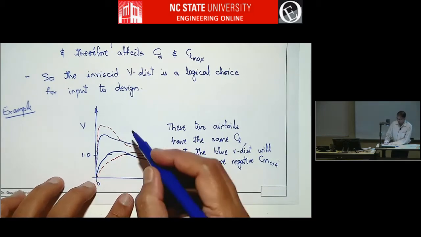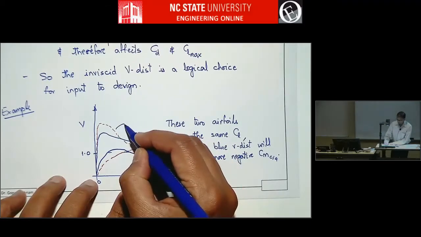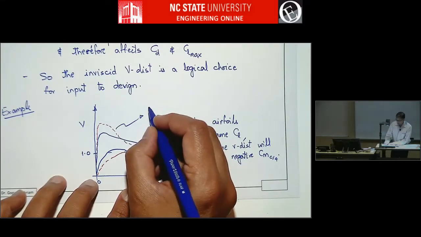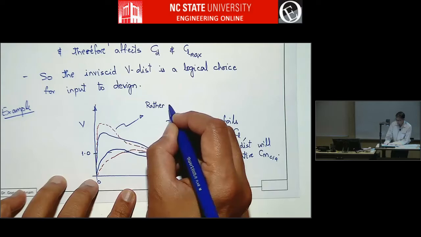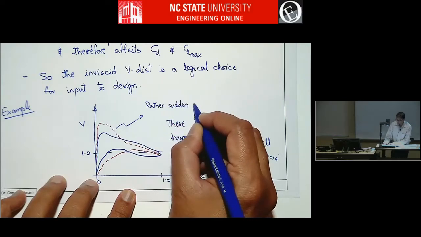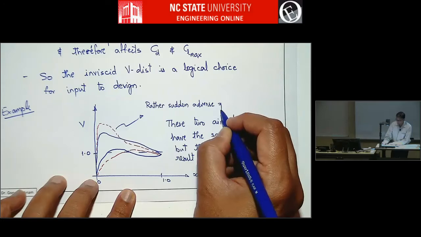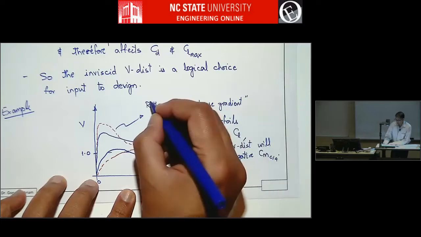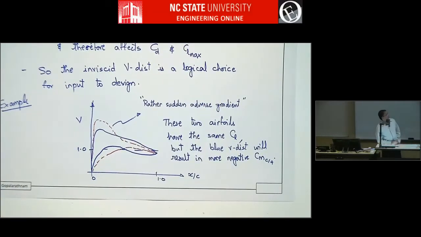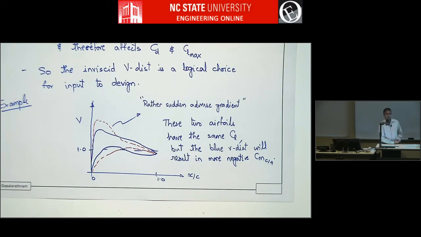And you can also say that this red airfoil has got a rather sudden adverse gradient there, and it's going to do something to the boundary layer. Maybe it'll make it separate or something. It'll depend on the Reynolds number. It'll depend on so many things. And that kind of thing, you can run this airfoil in Xfoil and figure out what happens.